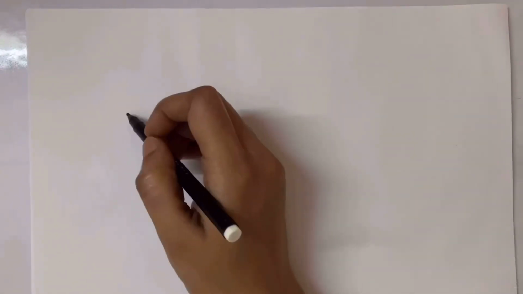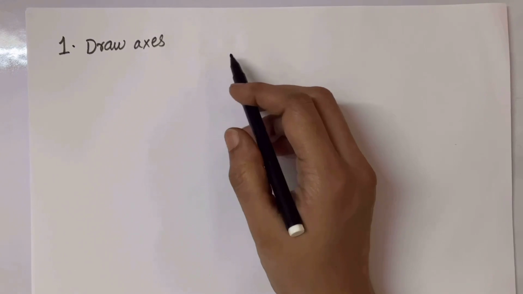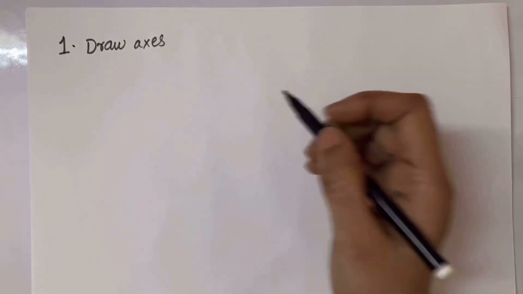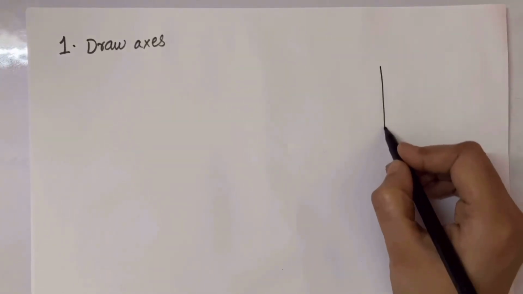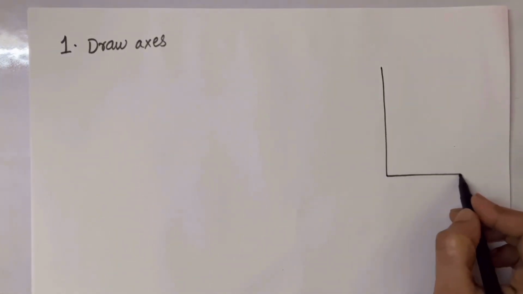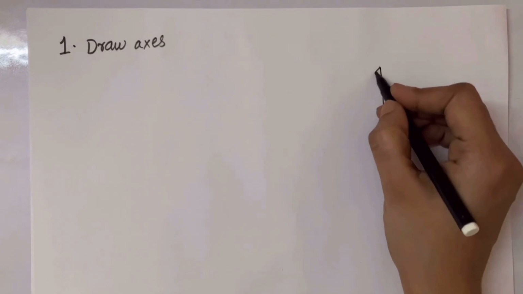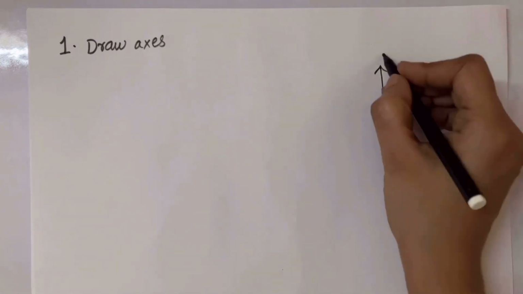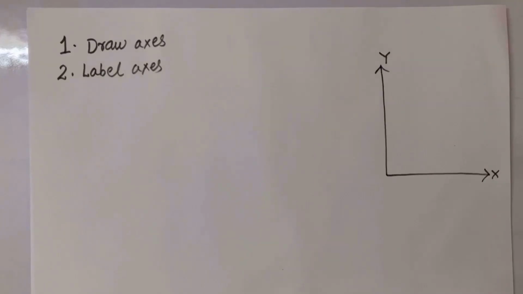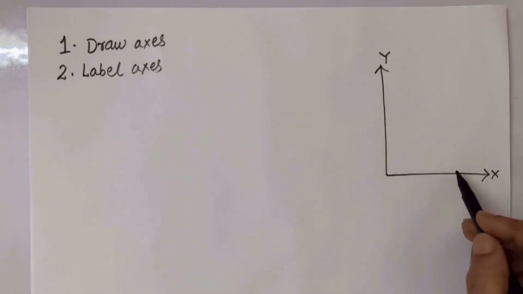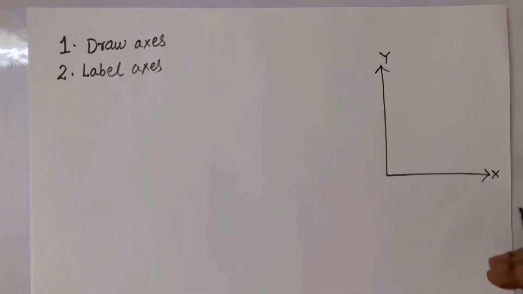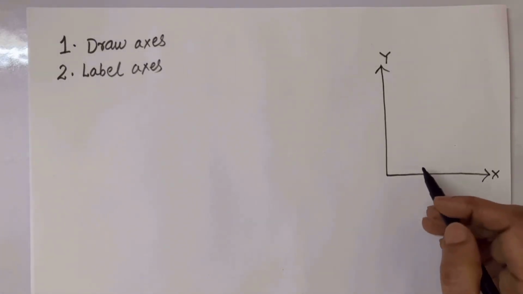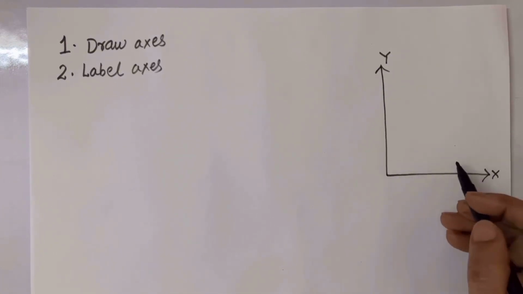Steps of creating a graph. The first step in creating a graph is to draw the axes. For drawing the axes, you know there are two axes, the x-axis and the y-axis. The next step is to label the axes. For labeling, we need to know which variable goes on which axis. To do that, we need to know about independent and dependent variables.